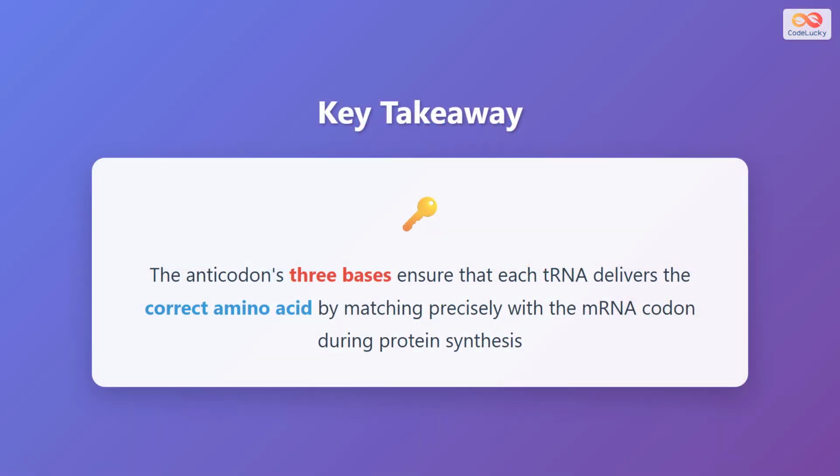To summarize, the anticodon's 3 bases are fundamental to accurate protein synthesis. By matching precisely with the mRNA codon through complementary base pairing, each tRNA molecule delivers the correct amino acid to the growing protein chain. This molecular recognition system ensures that the genetic code is translated accurately, allowing cells to produce the exact proteins needed for life. Understanding this mechanism is essential for comprehending how genetic information flows from DNA to RNA to protein.